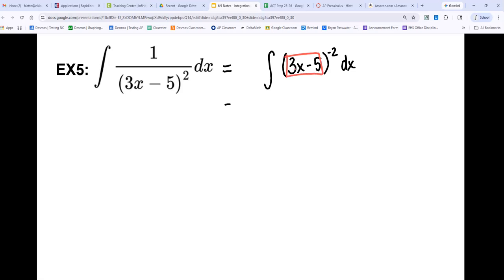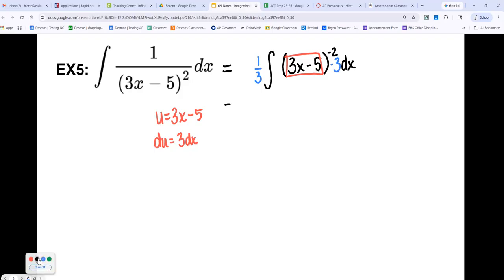What does it look like the u should be in this case? 3x minus 5. So if u equals 3x minus 5, the derivative of 3x minus 5 is just 3, and I'm going to put the dx with it because I'd have du dx, and I'd multiply both sides by the dx. So I'm close, but what do I need with my dx? I need a 3. Can I just stick a 3 right there? I can, as long as I put a 1/3 out front.